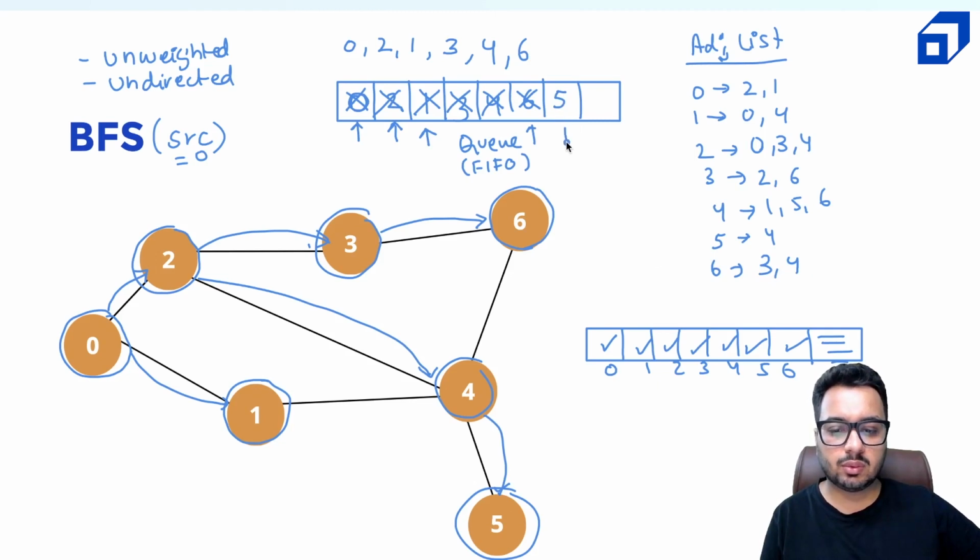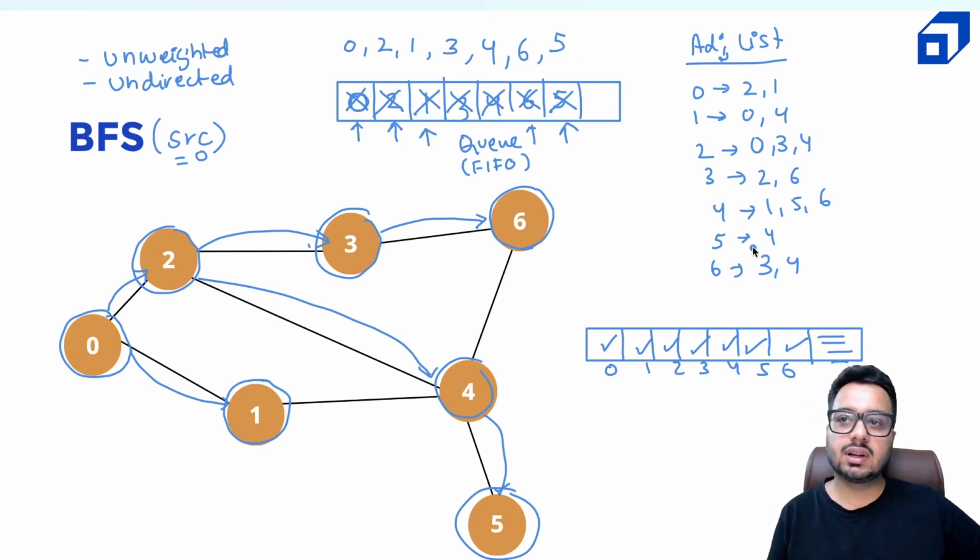So next you will remove 5. 5's neighbor is 4, so this is also removed. 4 is already visited, hence you do not do any work. And now what you can say is that your traversal is done, right? Your traversal is done.